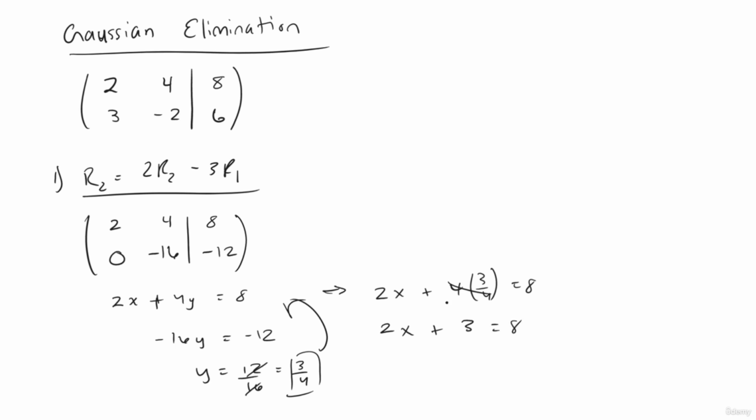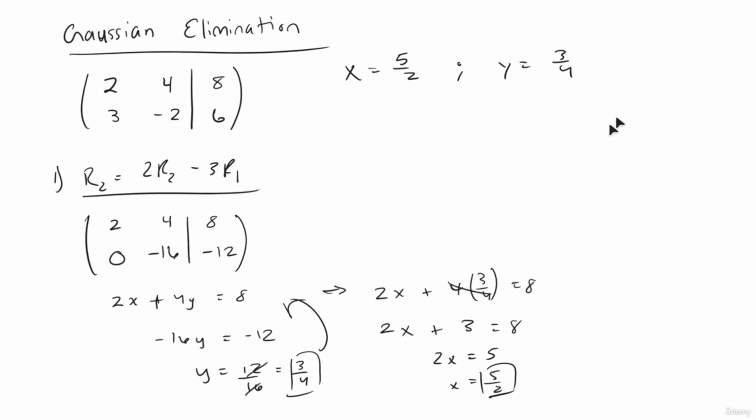That's going to be 2x plus, the 4's cancel out, which is 3, equal to 8. We subtract 3 off, and then we solve for x, which is 5 over 2. And so we are left with the fact that x is going to be equal to 5 over 2 and y is going to be equal to 3 over 4.